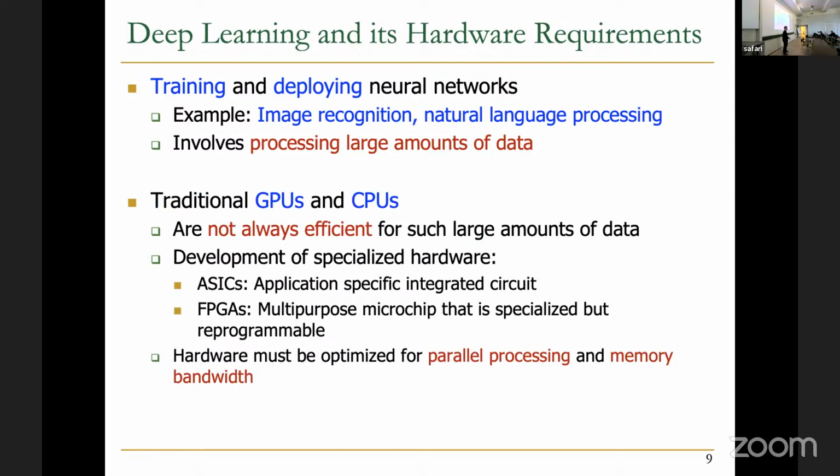Traditional GPUs and CPUs are not necessarily always that efficient for such large amounts of data. We will see why in a minute. Development of specialized hardware is thus really interesting, and this is generally done by using ASICs or FPGAs. One thing that all these solutions have in common is that the hardware must be optimized for parallel processing and memory bandwidth, because we have that much data to deal with.